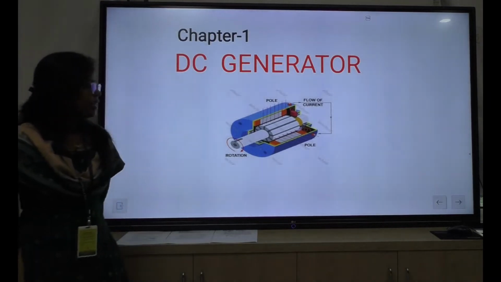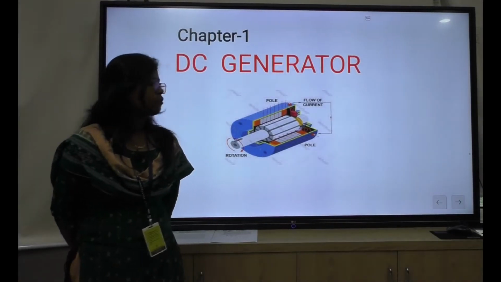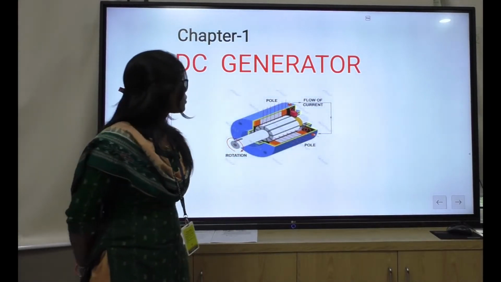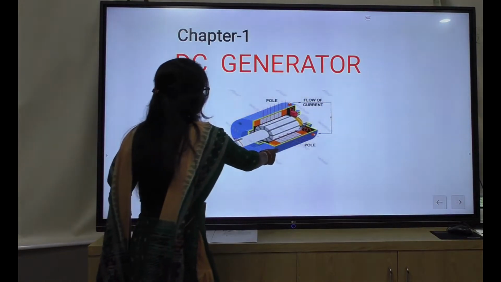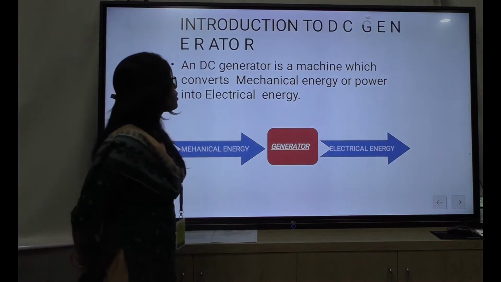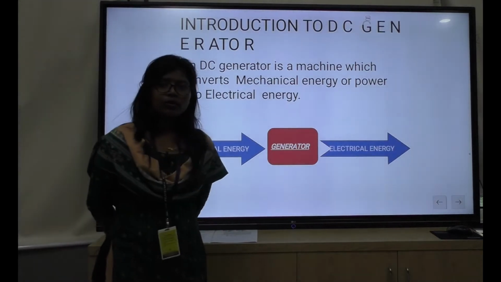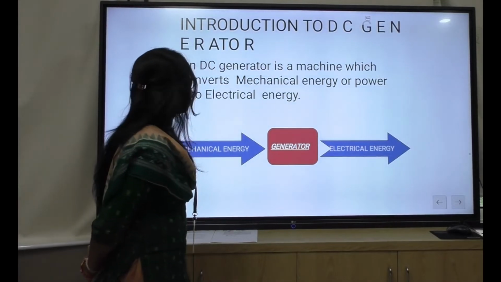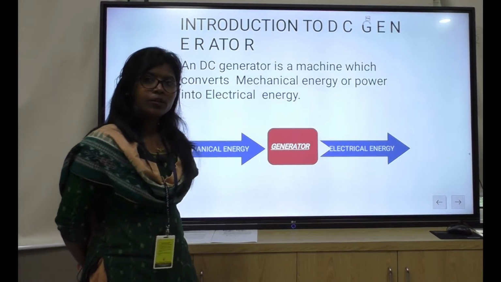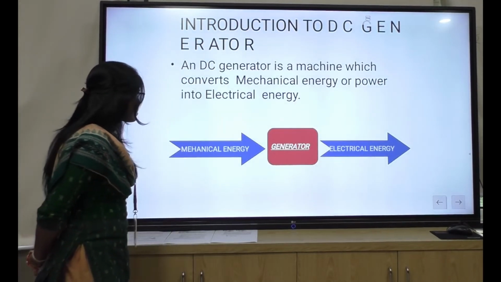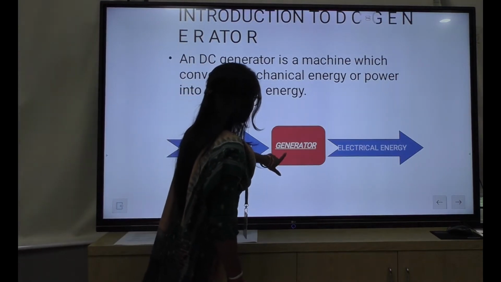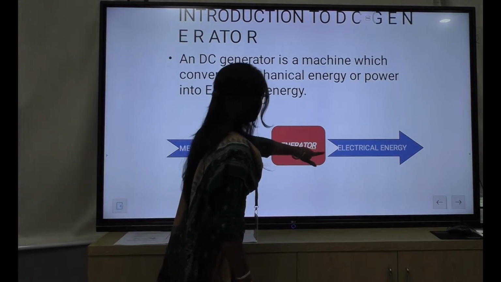So, in this course Energy Conversion 1, today we will start our first chapter, that is DC generator. This is the in-out view of DC generator. First, an introduction to the DC generator. What do we mean by DC generator? A DC generator is an electrical machine which converts mechanical energy to electrical energy. This is the mechanical energy given to the generator as input, and it converts mechanical energy to electrical energy.